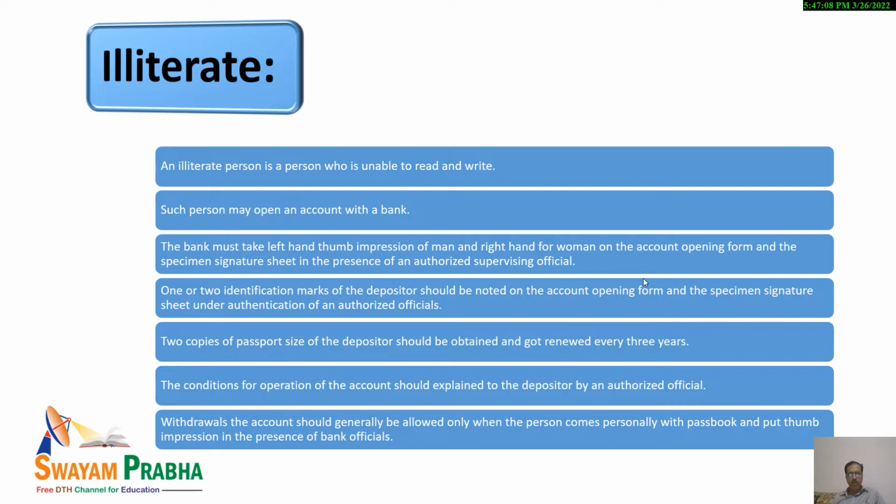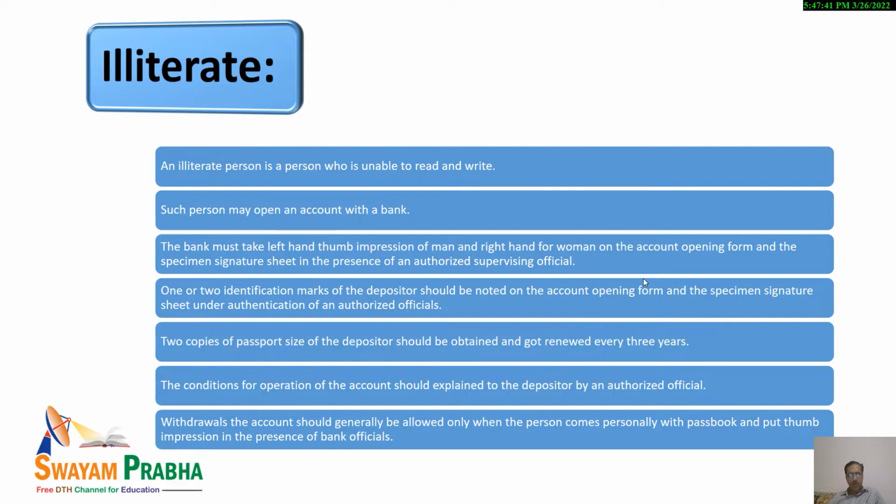So it should be kept in mind, and it should be taken on the specimen signature sheet in the presence of an authorized supervising official. So it should be kept in mind, and banks should be taking extra care, extra precautions in opening such an account. And in order to make further security, one or two identification marks of the depositor should be noted on the account opening form in order to trace it later on.